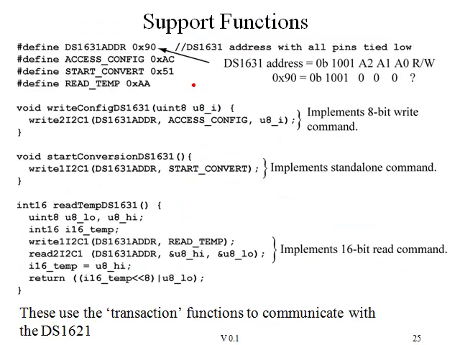We'll want a handy definition, hex 51, for the command we're going to send, and then it's simply time to go and send that command. Write 1 byte to the I2C bus to a specific address with the data start convert hex 51. That completes the write command.